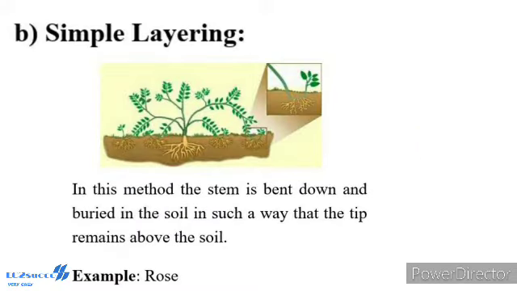Second layering, simple layering. Simple layering is a ground layering. In this method, the stem is bent down and buried in the soil in such a way that the tip remains above the soil. In the bending portion of the shoot, a wound is made with a sharp knife on the underside. The layered branches are held firmly in position by pegs or large stones. Watering should be done regularly. Roots are formed after 2 months at the buried portion where the wound is made. When a sufficient amount of roots are formed, the layerings are severed from the parent plant.